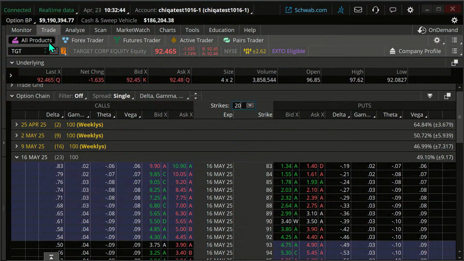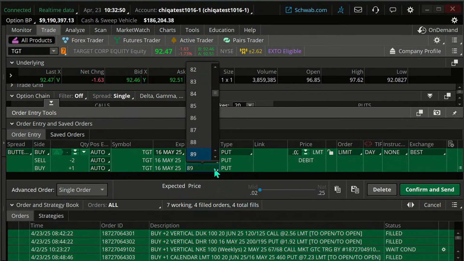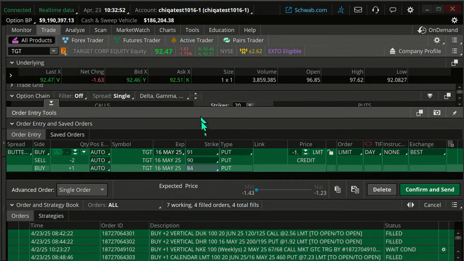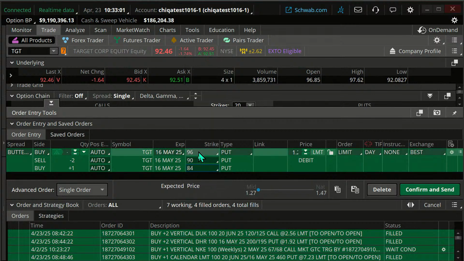So let me go back to my trade tab. Actually, I'm on my trade tab. I'm going to do this, and I go down to about 84 there. And I'm going to make this equidistant. So we're going to go to 96, 6 points on either side. And that is a butterfly spread.